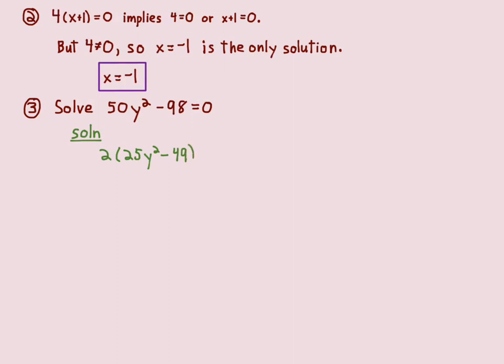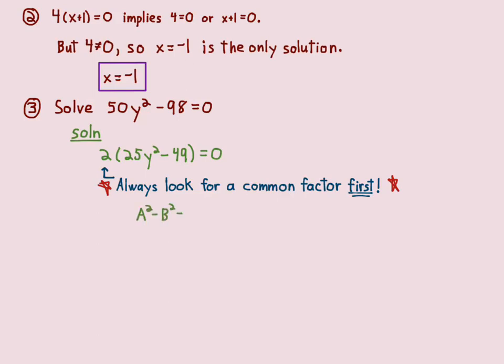So I factor out the 2, and I end up getting 25y squared minus 49 equals 0. Now, of course, as in the previous problem, this 2 here doesn't equal 0. So when I'm solving this equation, I can ignore that and just write out this equals 0. And that's a difference of 2 squares. Right, so that's just a reminder of what I did for that step.